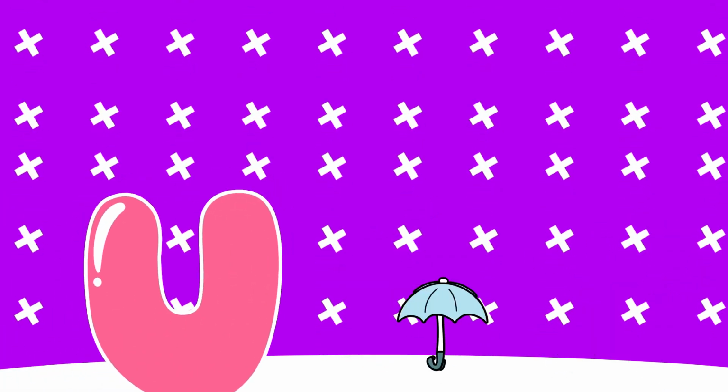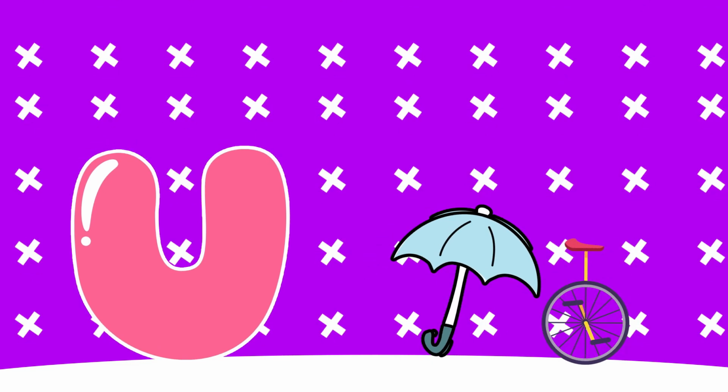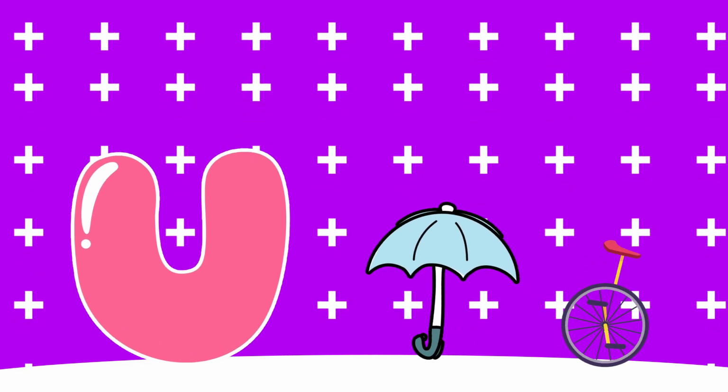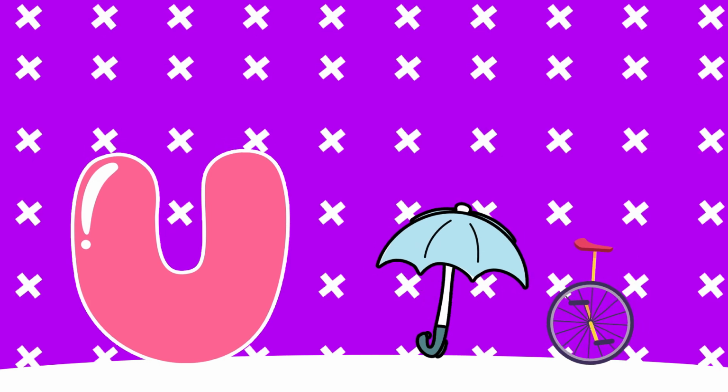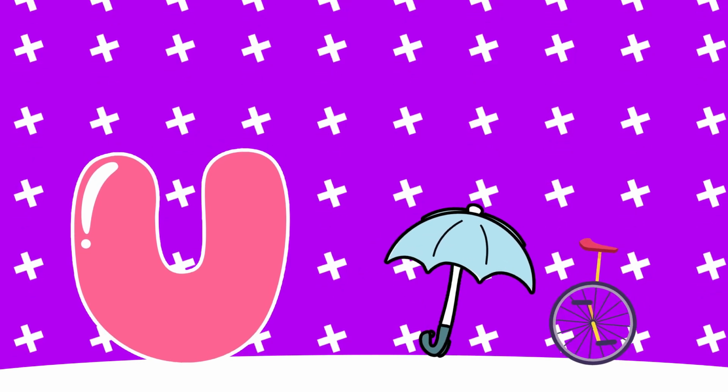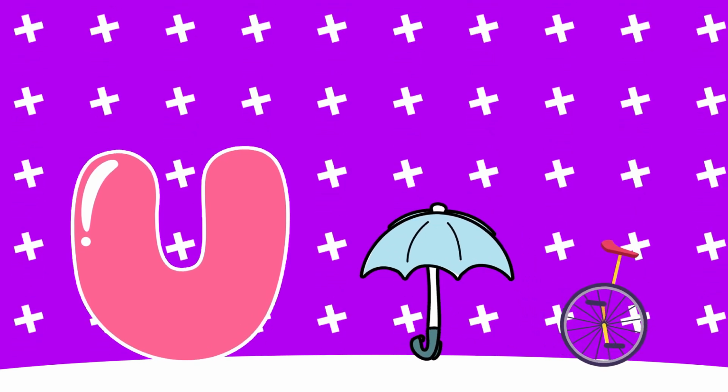U is for umbrella. U is for unicycle. U is for umbrella. U is for unicycle. V is for vase.